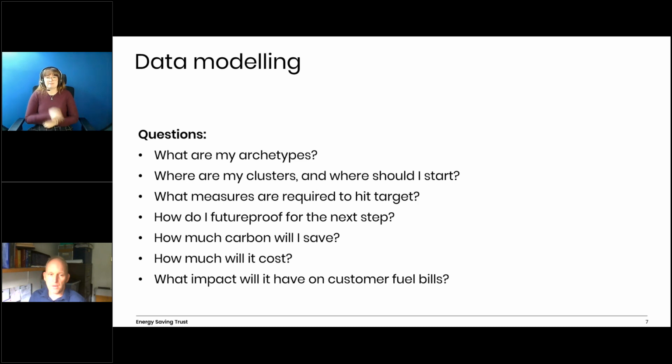Then there's the things about how much carbon will I save? What will customer bills be afterwards? How much is it all going to cost me to do this work? And importantly, again, what impact is this going to have on my customer fuel bills? And this is the kind of stuff that data modeling can give you. So next slide, please.